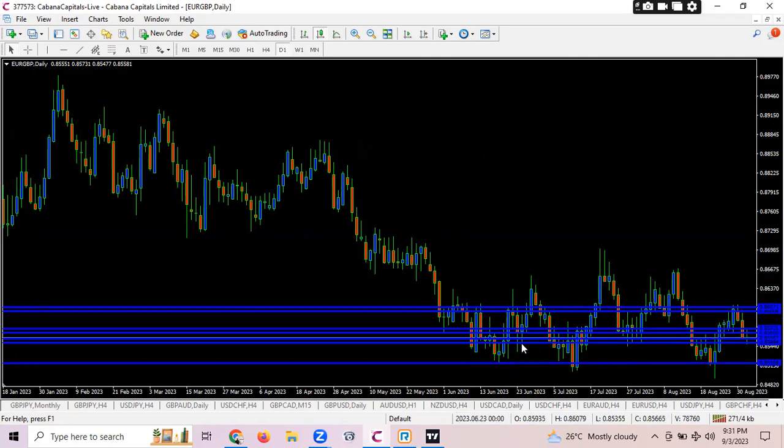As you can see, Euro GBP has been in a range for some time. So the market will hit resistance, pull back to its support, back to resistance, then back to support. Okay, so that's it on Euro GBP.